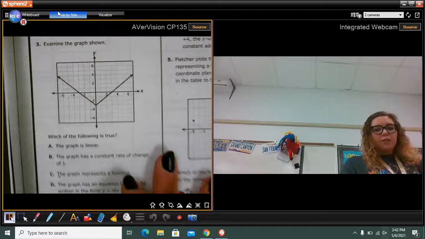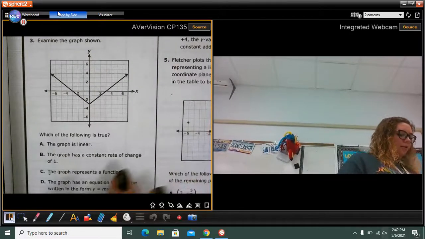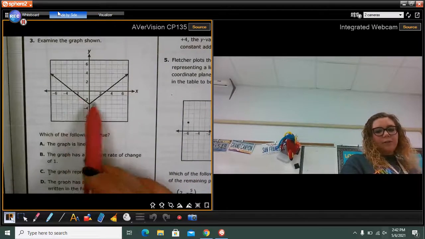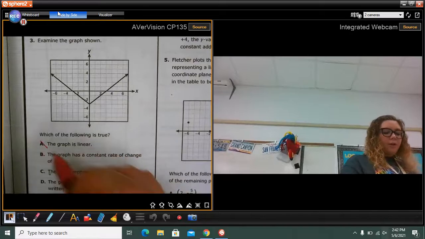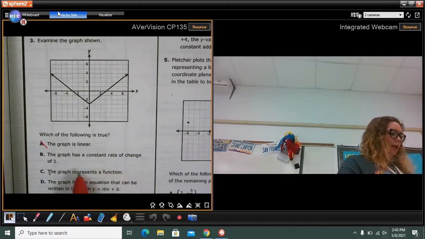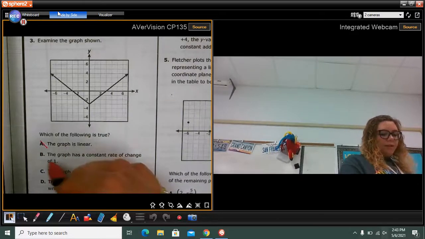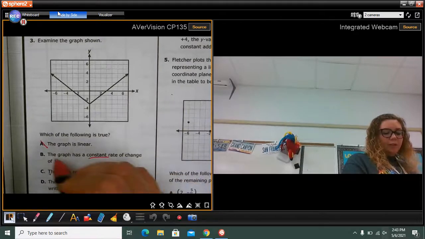This one is which of the following is true? The graph is linear. Is this a straight line? Nope. The graph has a constant rate of change of 1. If it's a constant, then it would be linear, so nope.